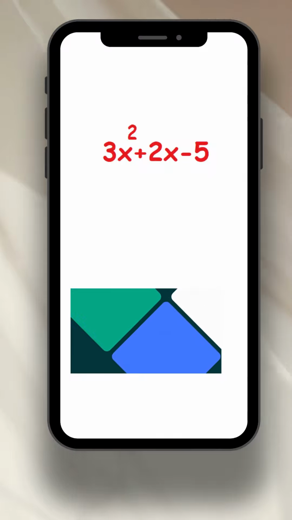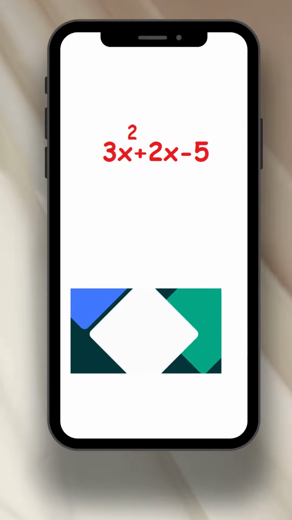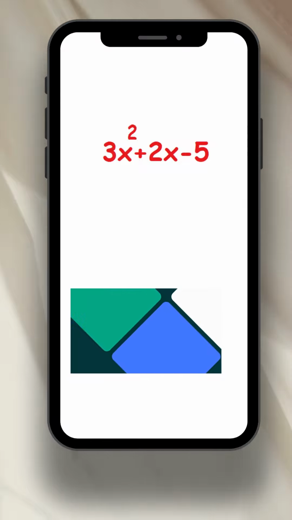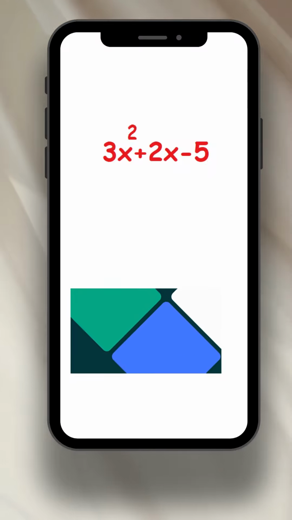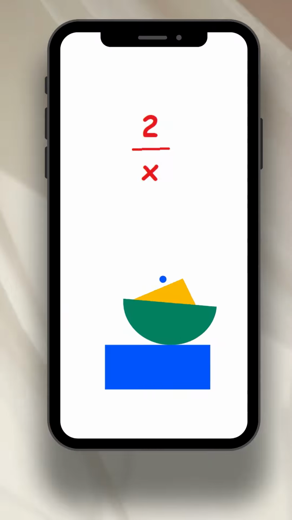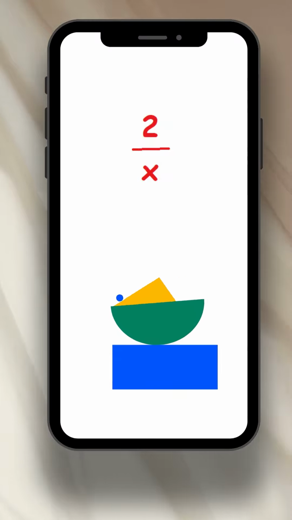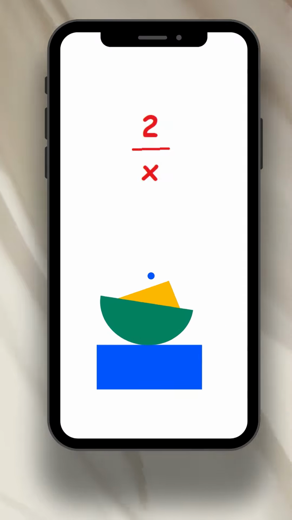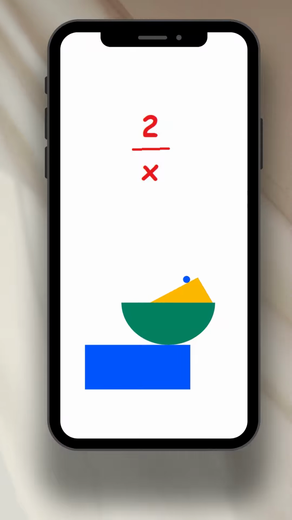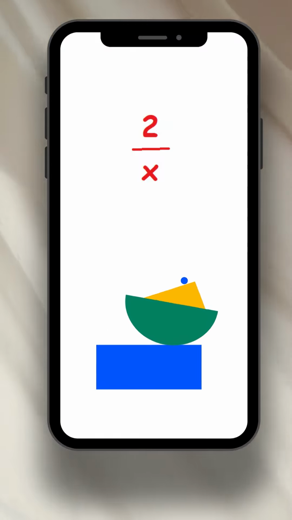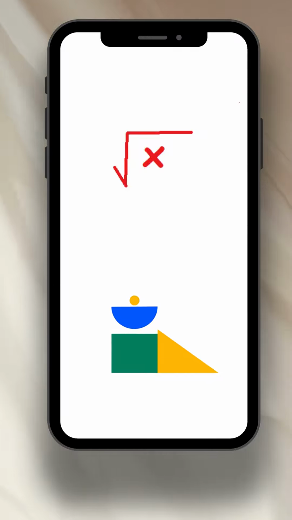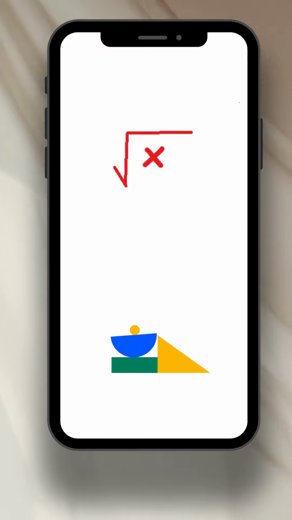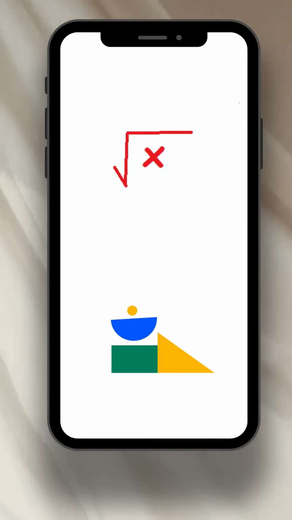A good example of a polynomial is something like 3 times x raised to the power 2, plus 2 times x, minus 5. This is a valid polynomial because all the powers of the variable are whole numbers. Now, an example that is not a polynomial would be 2 divided by x. This is not allowed in a polynomial because x is in the denominator. Another example that is not a polynomial would be the square root of x, because we do not use roots of variables in polynomials.